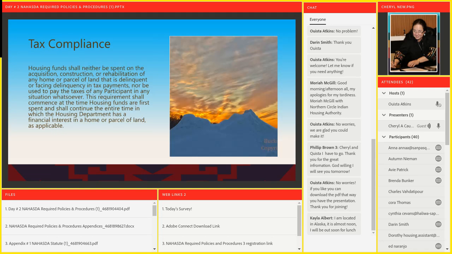Housing funds shall neither be spent on the acquisition, construction, or rehab of any parcel of land that is delinquent or facing delinquency in tax payments, nor be used to pay the taxes. It's illegal to pay taxes with NAHASDA funds, by the way. Nor be used to pay the taxes of any participant in any situation whatsoever. This requirement shall commence at the time housing funds are first spent and shall continue the entire time in which the housing department has a financial interest in a home or parcel of land, as applicable.